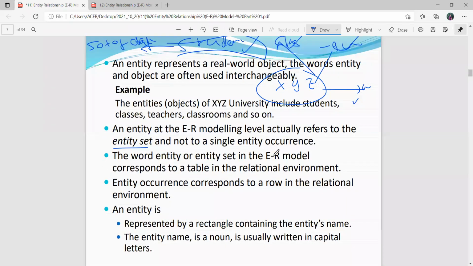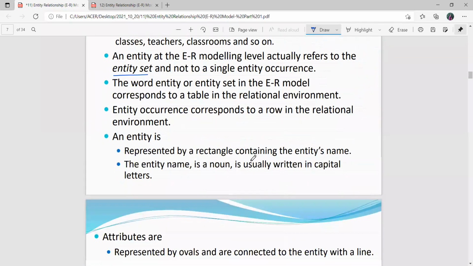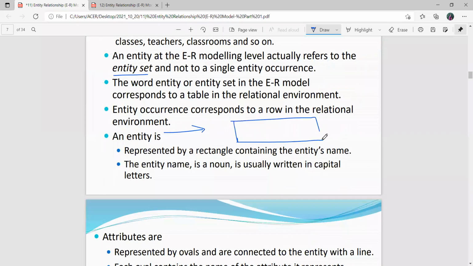This entity can be represented by using a rectangle with a capital letter. You can use a noun to represent an entity. It should be singular, not in plural form. So you can use this rectangular shape to depict the entity in ER modeling.